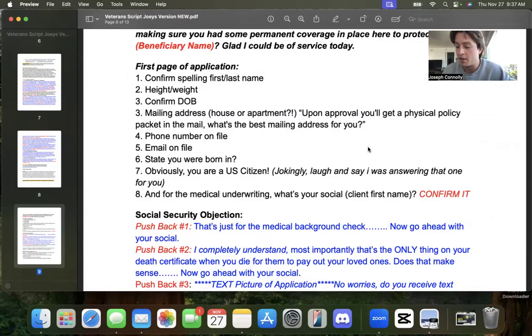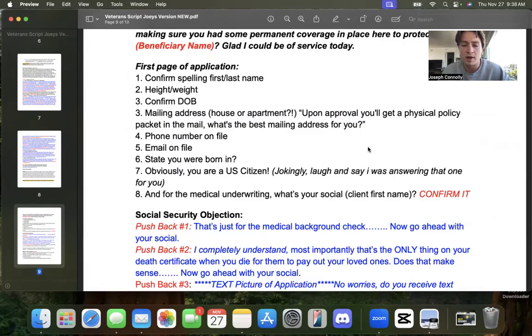And then is the best phone number for you the number that we're talking on right now that ends in 7891? All right, perfect. And then do you have an email, sir? All right, what is that? All right, got it. And then were you born in Georgia as well? No? Where were you born? Oh, born in Alabama. Okay, I got you, sir. Born in Alabama. And then next question here is kind of silly, but obviously you are a United States citizen, correct? All right, I figured.